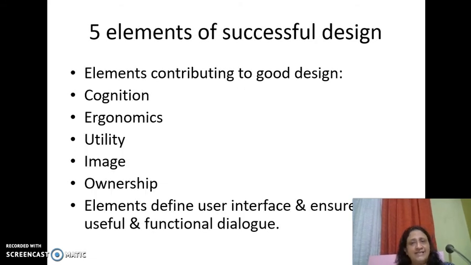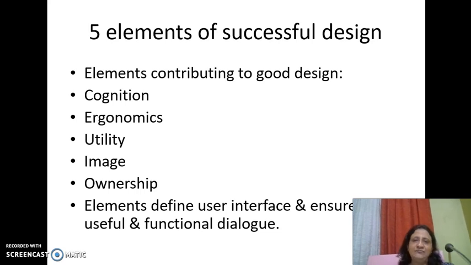If we want to design man-machine dialogue, then considering the user at the center, we have to consider the 5 important elements of successful user interface design. So what are these elements? These elements are cognition, ergonomics, utility, image, and ownership, and all these elements define the user interface and ensure useful functional dialogue or communication between product and user.